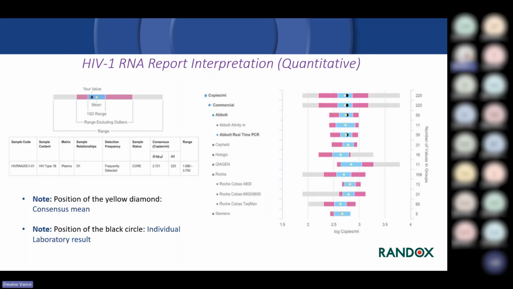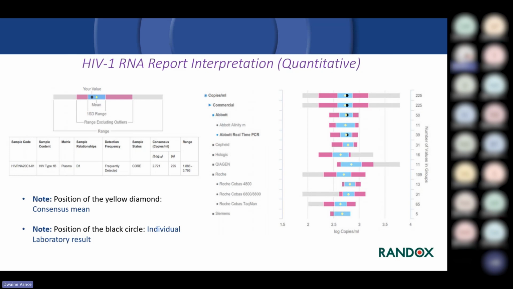And what does this look like in the actual report that is generated by QCMD and is sent out to all participating laboratories? On the right hand side, you will see this particular data set, which has over 200 data sets submitted for copies per mL. A number of different commercial manufacturers have been included in this assessment: Abbott, Cepheid, Hologic, QIAGEN, Roche, and Siemens.